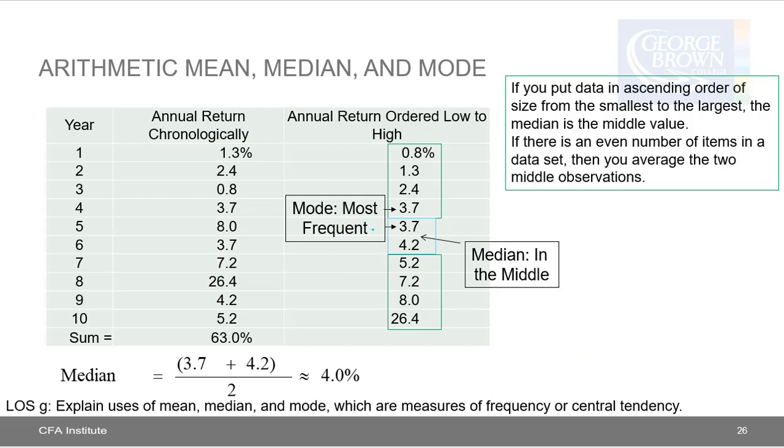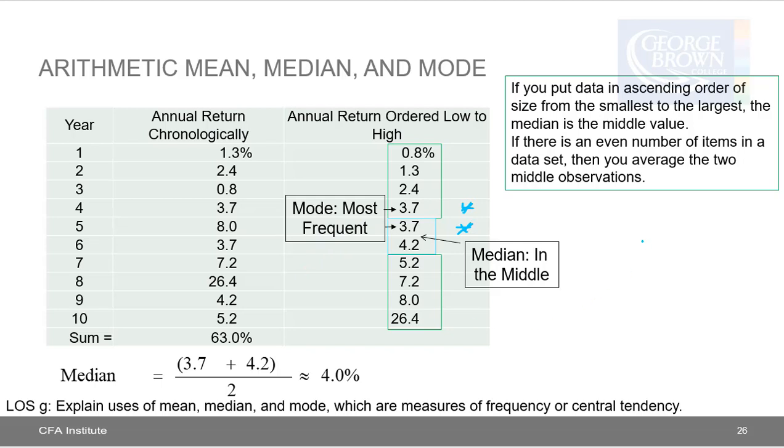And the mode is just the most frequent observation that we have. So you can see when we reordered the annual returns from low to high, we had two returns that were 3.7%. Because we have two returns that are the same, it's the most frequent. The mode for the annual return data would be 3.7.